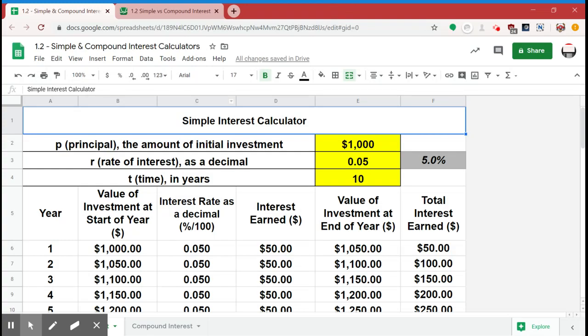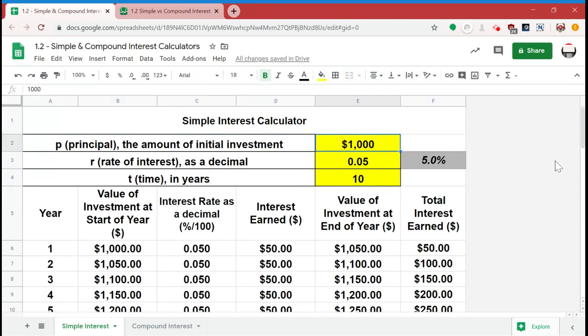I mentioned in our last lesson that one of the key principles of simple interest is that the amount of interest that you earn every year stays the same, and it's based on the initial investment and the simple interest rate. I created this simple interest calculator, and I'll make it available to you to use, but it has the principal, the rate of interest, and the time in years, and we can adjust these values.